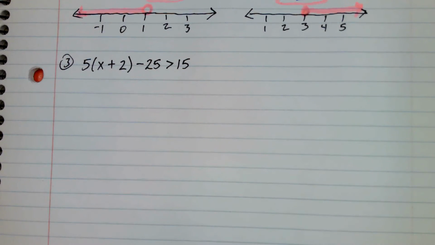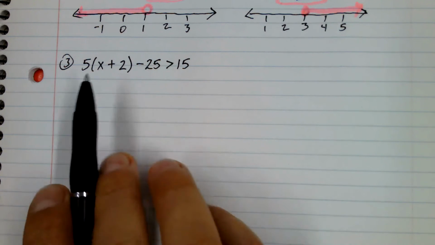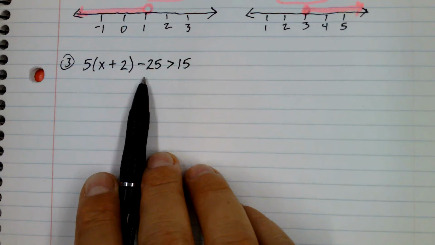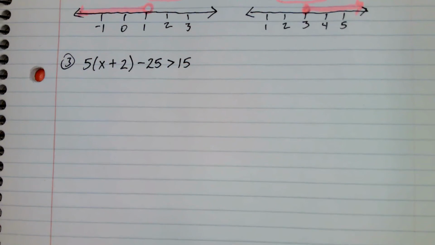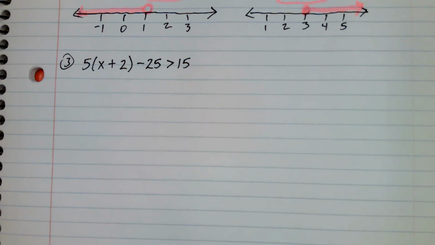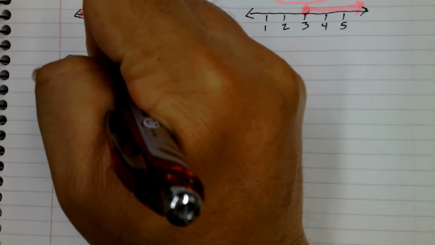Go ahead and write that down. 5 times the quantity x plus 2 reduced by 25 is greater than 15. All right. You ready? So think about the steps when we had multi-step equations. What has the highest priority? And pretty much people are telling me already distribute, distribute, distribute. Yes, yes, yes. Distribute.